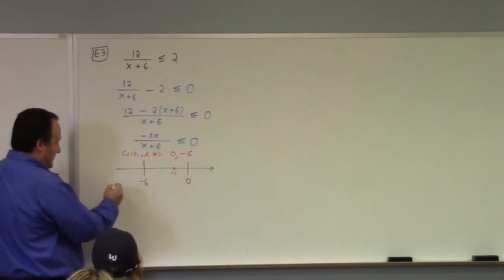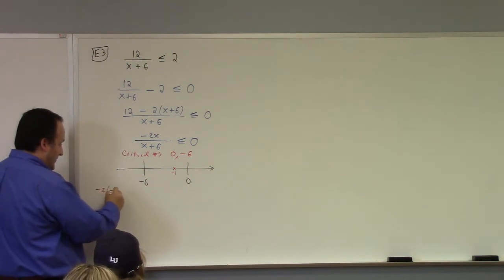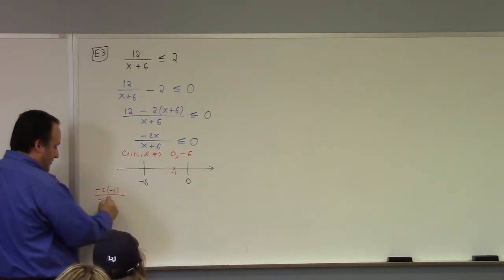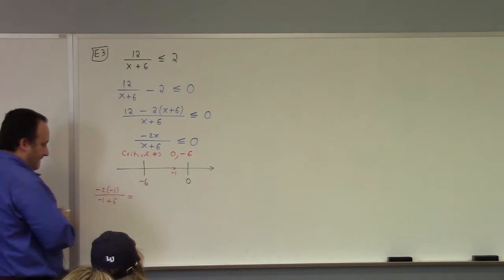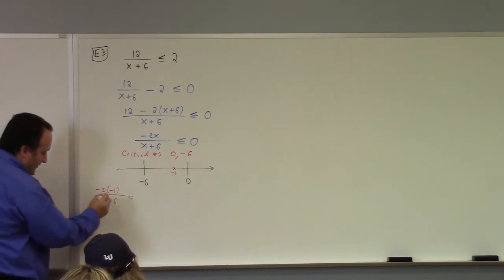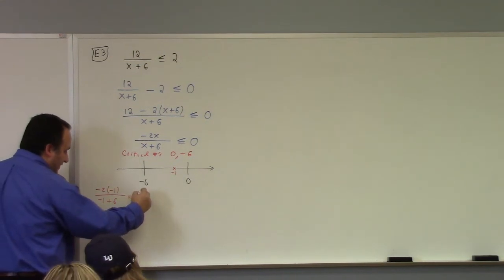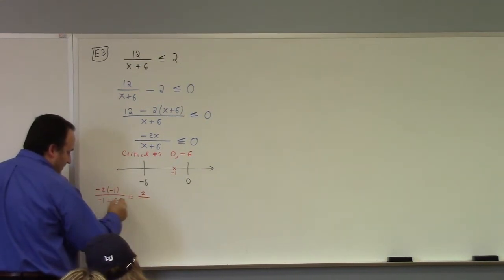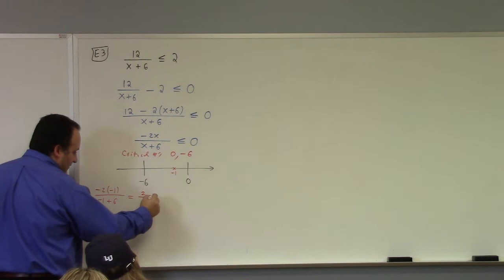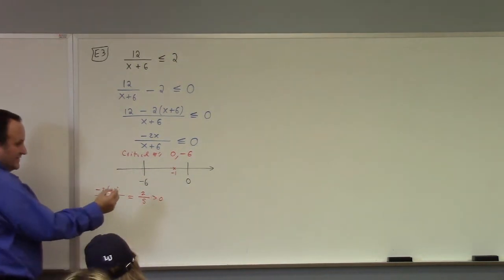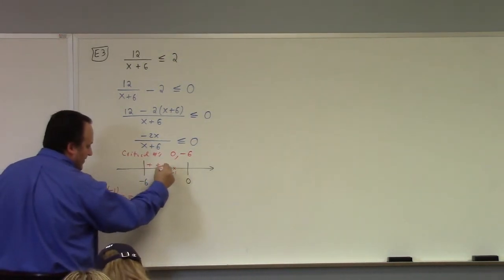Plug in minus 1. What do you get? I'll do it down here. Minus 2 times minus 1 over minus 1 plus 6. What do we get? Well, minus 2 times minus 1 is 2. Multiplication there. 2 over 5. So the key is it's positive, right? So we get positive pluses up in here.